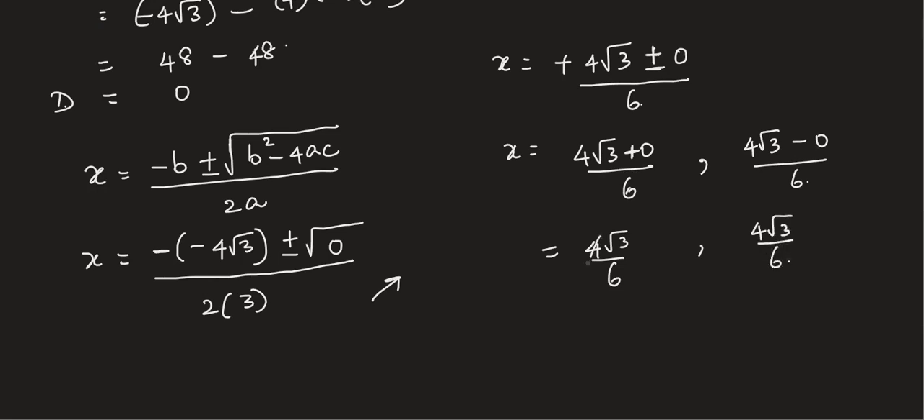Now let's simplify this one. So 2, then this is 3. Same thing here. So 2 cancelled by 2, then this will become 3. So the final answer is 2 root 3 by 3. Next root is also 2 root 3 by 3. Okay, fine.